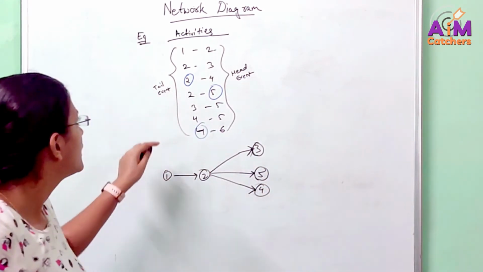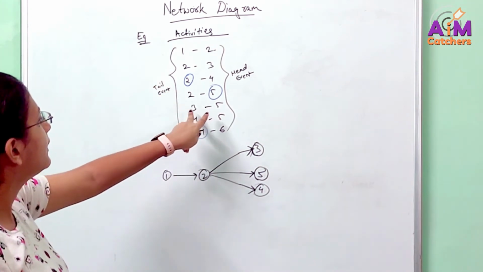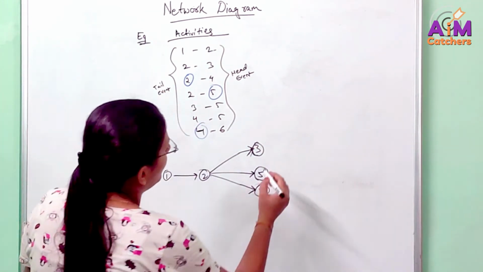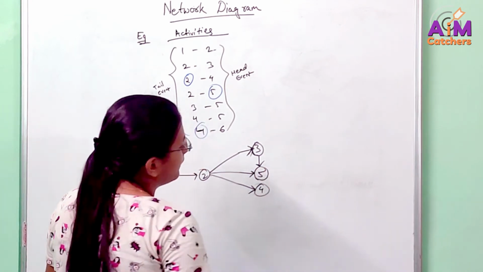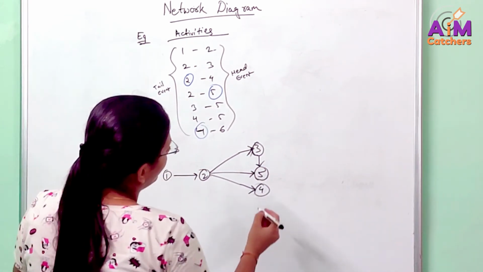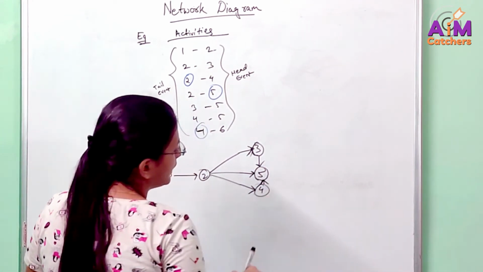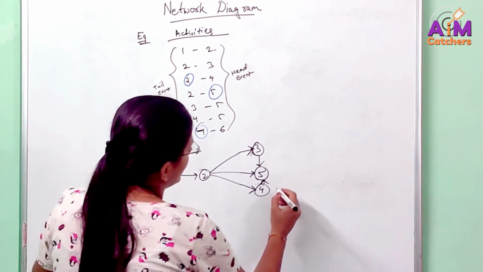Yeah. So these rules are satisfied. Now again 3 to 5. We can do it right this way. 3 to 5. 4 to 5. Yes, 4 to 5 can also come this way. And then 4 to 6.